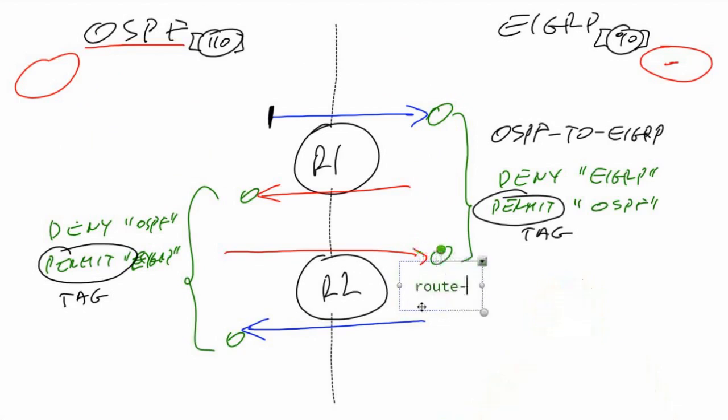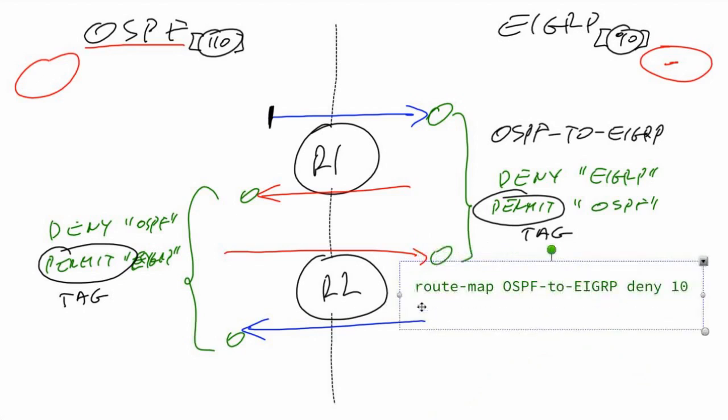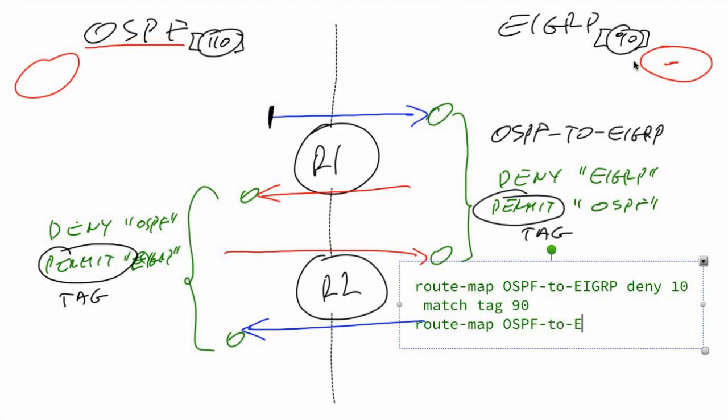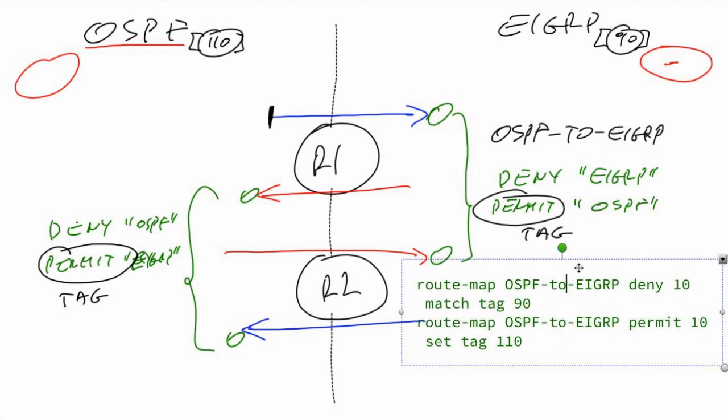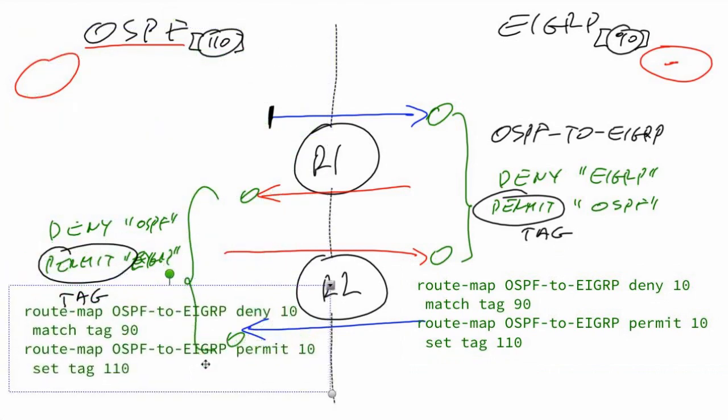So here, what we are going to have is route-map OSPF-to-EIGRP. And the first statement is going to be deny 10. And what I'm denying here is the tag, the original EIGRP tag. And my EIGRP tag is 90. So what I want to do is I want to deny the routes that are EIGRP routes. And I want to make sure that everything else is, first of all, permitted, and then that it actually gets tagged as the OSPF route. So this is my route map that I can apply on this filtering direction and in this filtering direction here.